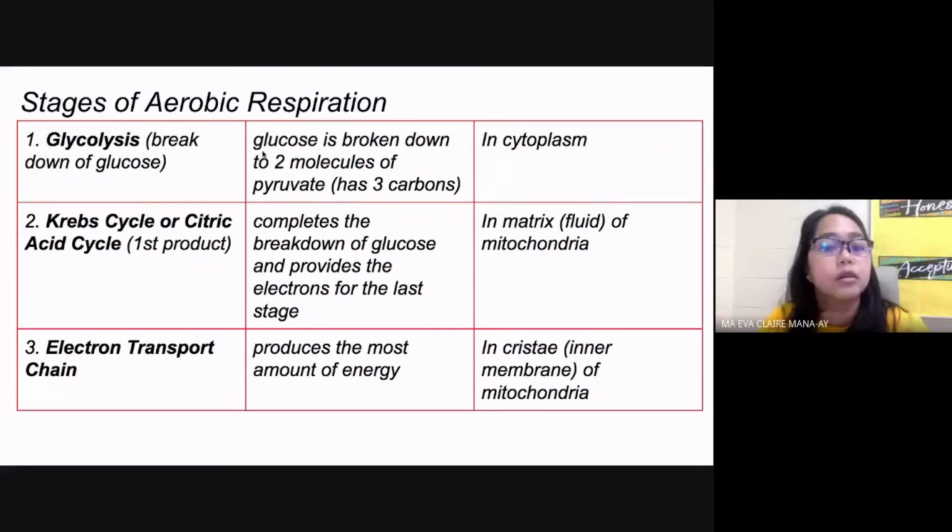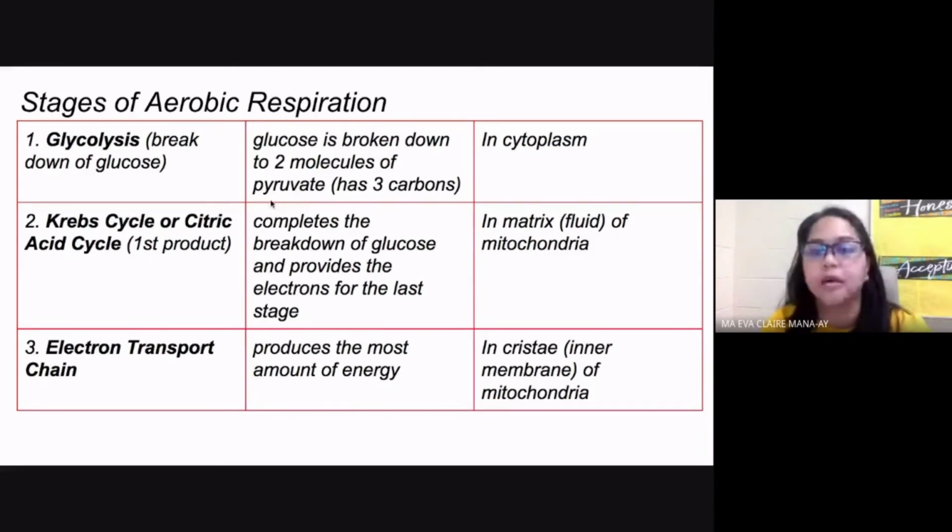Remember, glucose is C6H12O6, which means that it has 6 carbon atoms. Since your pyruvate only has 3 carbons, for 1 molecule of glucose, you can actually produce 2 molecules of pyruvate. Now, it's also very important for you to know that this first stage of cellular respiration does not occur in your mitochondria. It happens in the cytoplasm of the cell. So it starts in the cytoplasm of the cell.